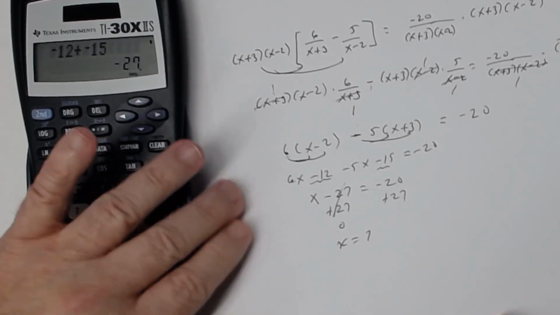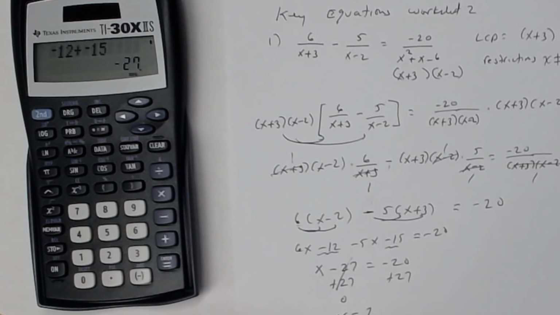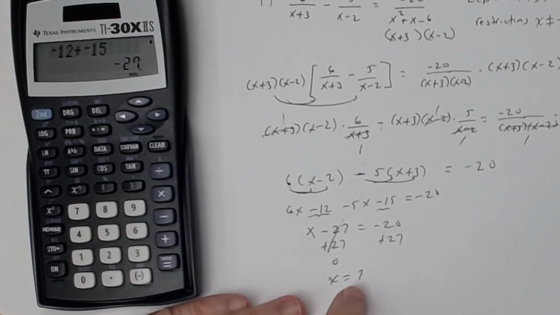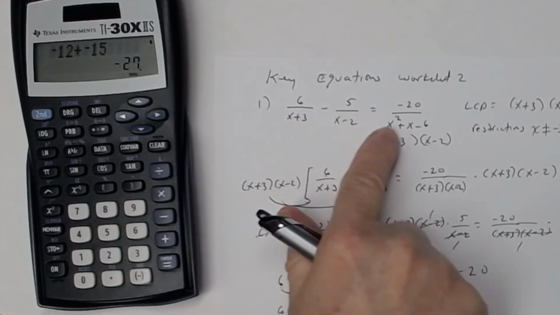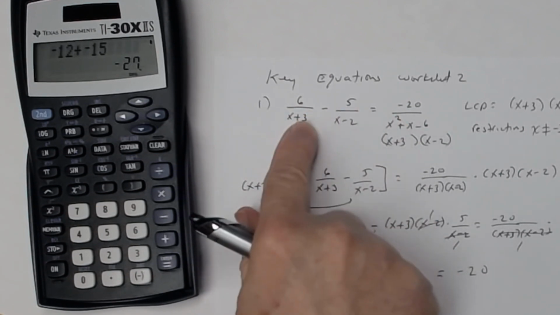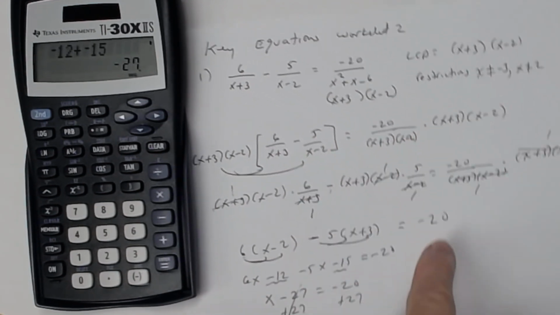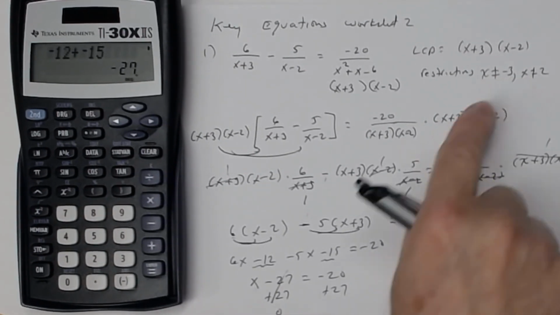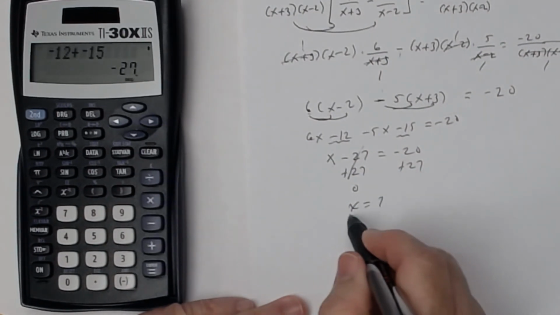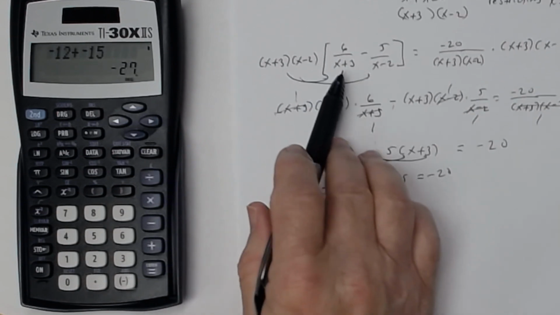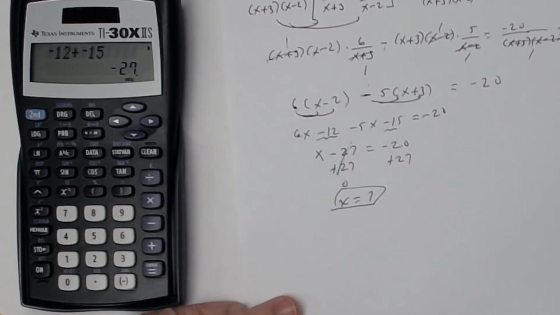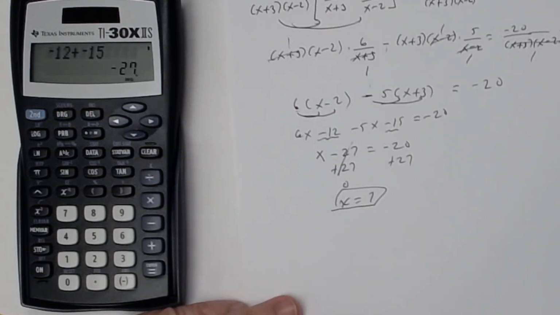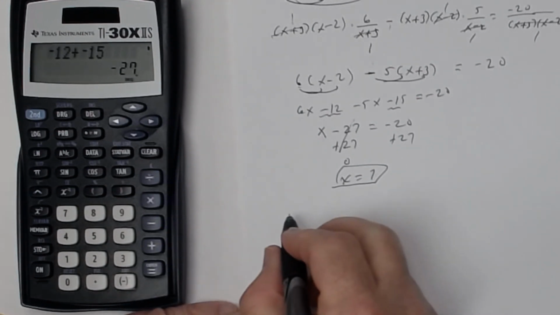Now you remember you have to check your solution. You had variables in the denominator, so you have to look at your restriction. So is x equals 7 one of my restrictions? The answer is no. So that means that this, as long as I did the work correctly, would be a solution. All right, and so that was number 1. Okay, let's look at number 2.